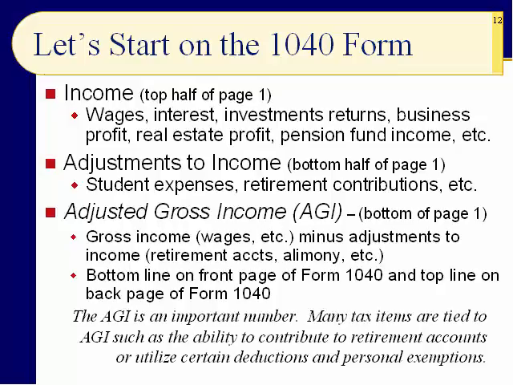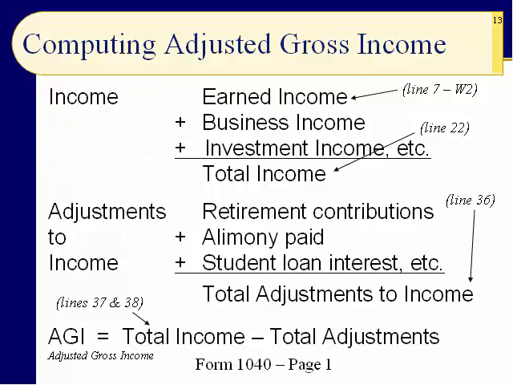Now the next slide is trying once again to show you what we already did, to try to show you that we take our total income, all the different items up there, but for most people it's just going to be line 7, maybe a little bit on line 8, and then total that on line 22.